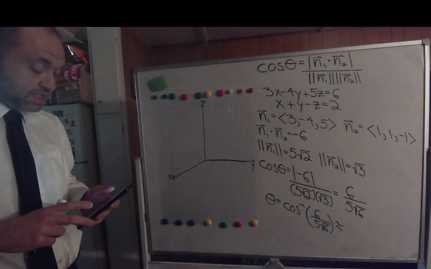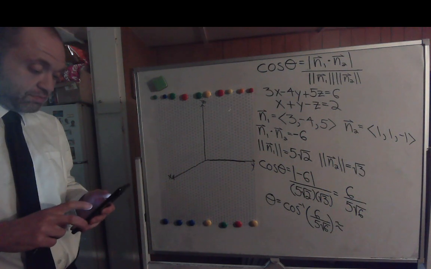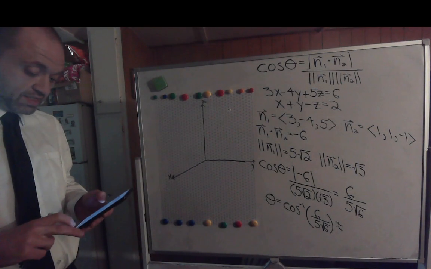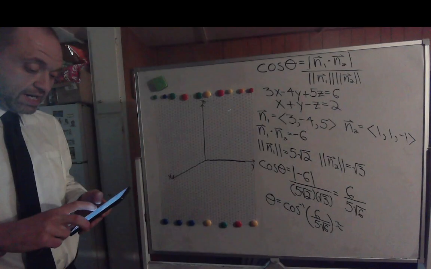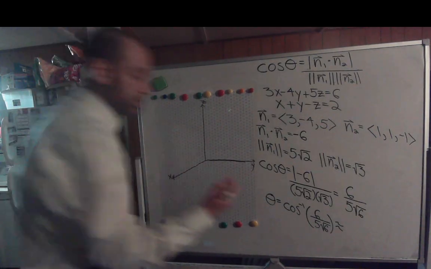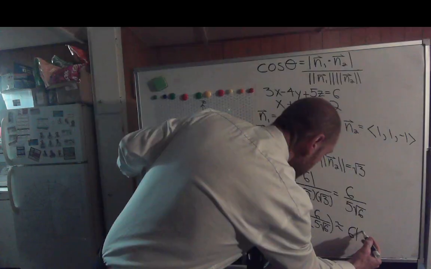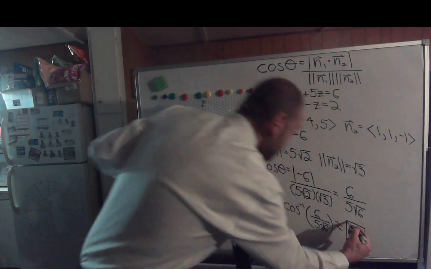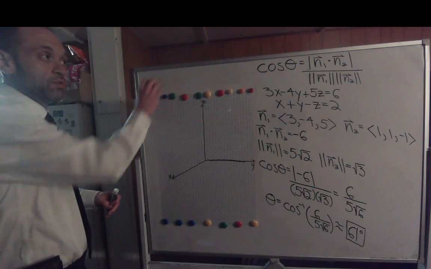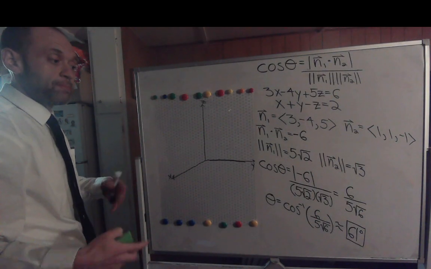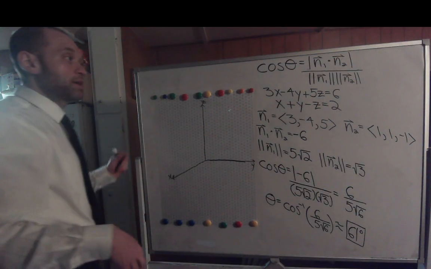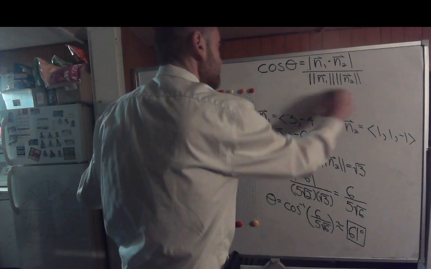Alright, so first let's take 6 divided by 5 times the square root of 6. And then now let's apply the inverse cosine of that value. You get approximately a 61-degree angle. So between these two planes, they intersect at a 61-degree angle. That's the angle between the planes. And I'm going to do 2 more of these, then we'll move on to the last topic. So let's continue with this.